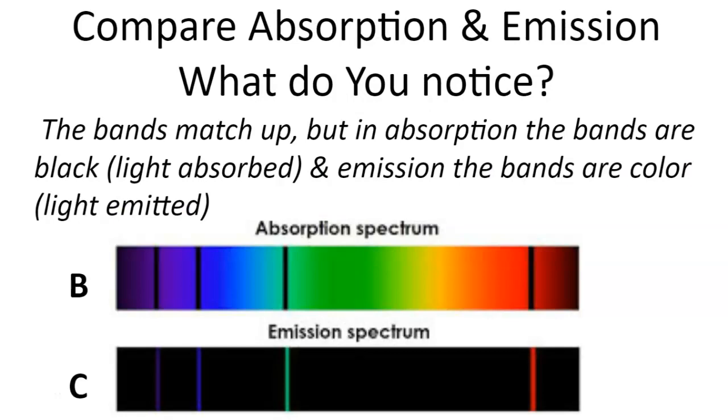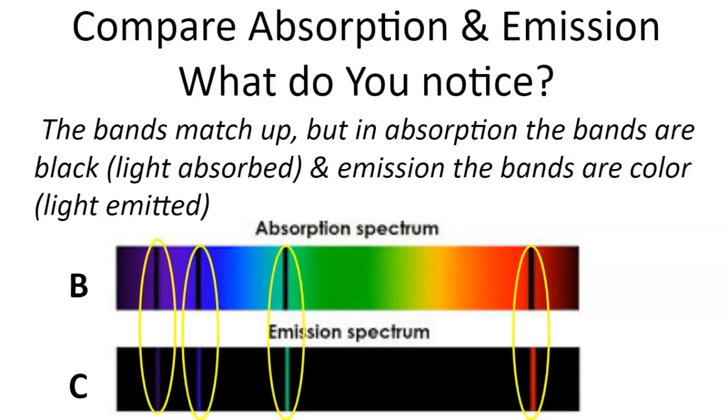Now let's take a closer look at the absorption and emission spectrum for the same atom or element. What do you notice? You probably notice that the bands match up. The black bands in the emission spectrum and the color bands in the absorption spectrum, the black bands in the absorption spectrum and the color bands in the emission spectrum match up. And that makes sense because it doesn't matter the direction of the transition, whether the electron is jumping up or dropping down. The energy gap will remain the same, and thus the energy of light that's absorbed or emitted will remain the same.